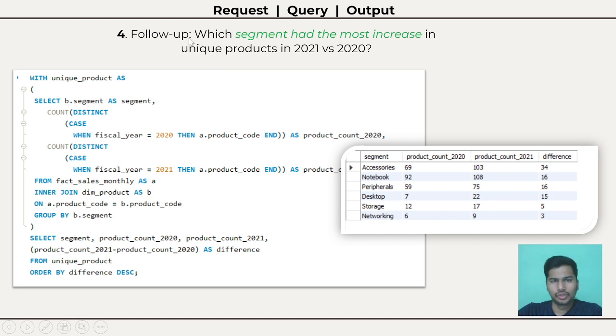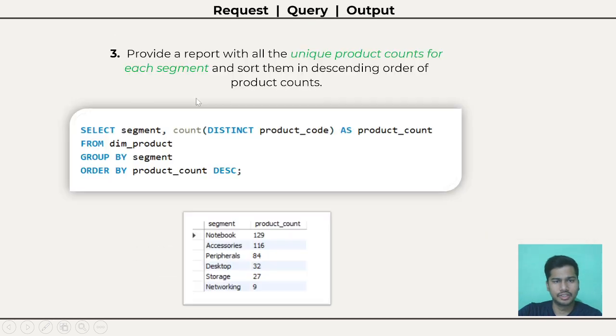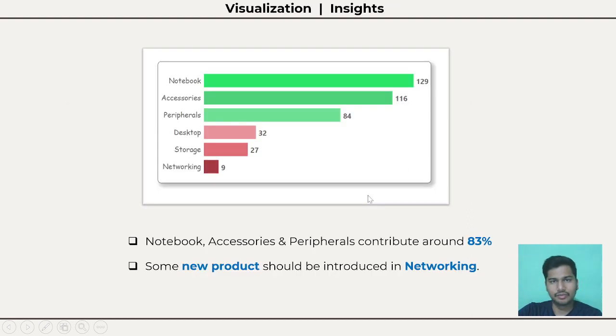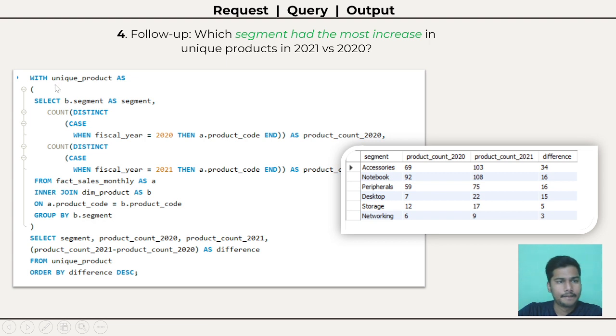Fourth one is the follow-up question. Here we have to find the segment that had the most increase in unique products in 2021 versus 2020. This is the follow-up question of the previous one. Here we also find the segment, but now we have to compare 2020 versus 2021. So I used a CTE and a CASE function to differentiate between both years. I used an inner join, and here is the result output which I got.